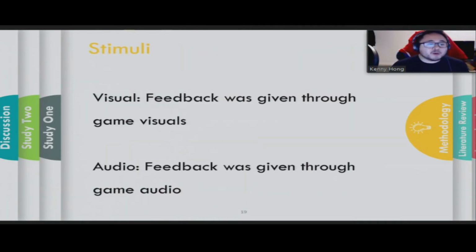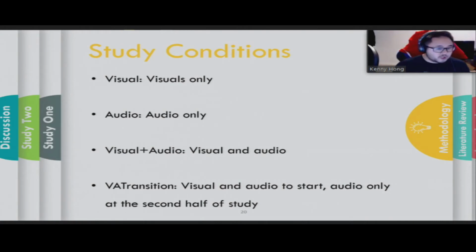The stimuli that we'll be using for this experiment were a visual stimulus as well as an audio stimulus. The visual stimulus was feedback given through the game's visuals, while the audio stimulus was given through the game's audio. This was divided into 4 conditions. The first condition was visual only with no sounds, audio only with no visuals, both visual and audio, and then a visual and audio transition condition, which started with visual and audio, and then only audio in the second half of the study.